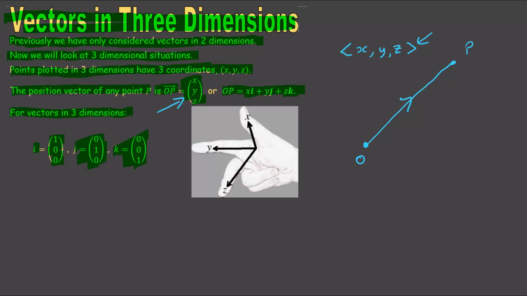The diagram here shows what's known as a right orthonormal base. You don't actually need to worry too much about this, but this is the spatial orientation of the x, y, and z axes if this is your right hand.